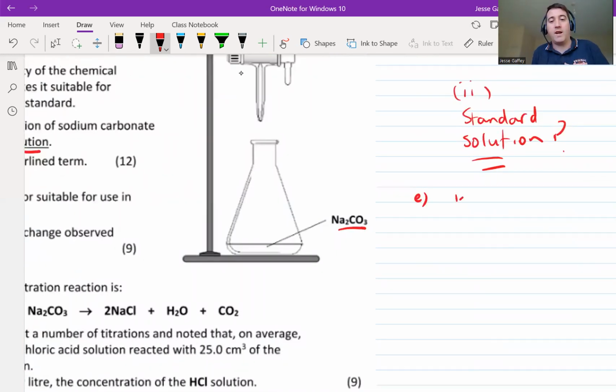First of all, write down indicator. And then you're going to write down that. So that's the name. And then you're writing down the color change. Pause the video and write those two things down now.